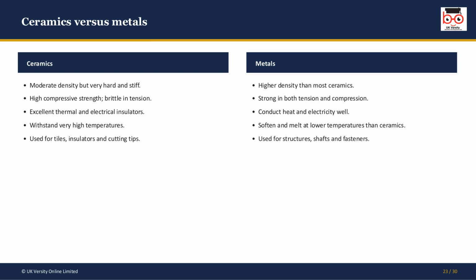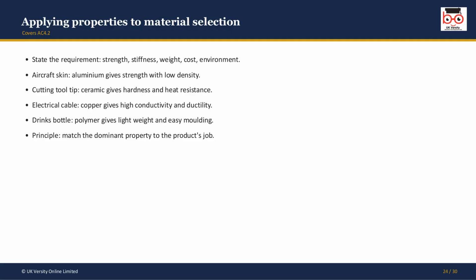Metals are generally denser than most ceramics, but they're strong in both tension and compression. They conduct heat and electricity well, and they soften and melt at lower temperatures. That's what makes them right for structures, shafts, and fasteners. Let's see selection in action.